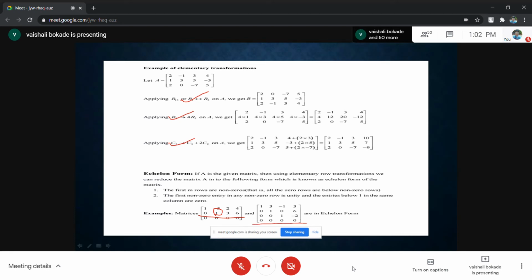I will use R2, R3, R4, R5 and so on. This way you have to go. For converting the element at the (2,2) place to 1, you will not use R1, but you have to use R2, R3, R4 and so on. These rows you have to use to convert the element at the (2,2) place to 1.